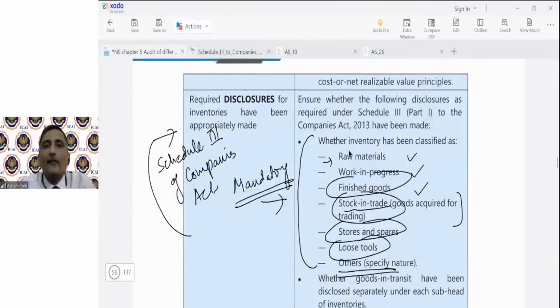So wherever disclosure requirements are given, students, you have to learn these. That is why in the last lecture I had told you to remember Schedule 3. Unless you remember Schedule 3, you would be losing out on many important points in this chapter.